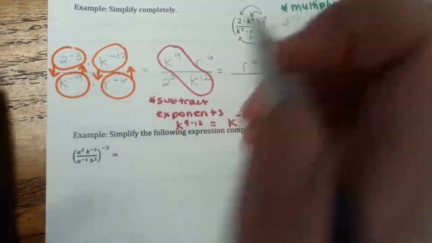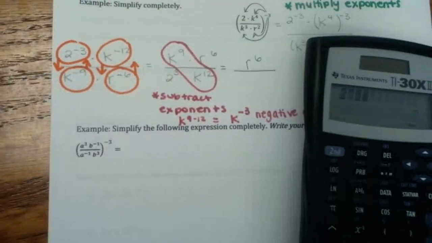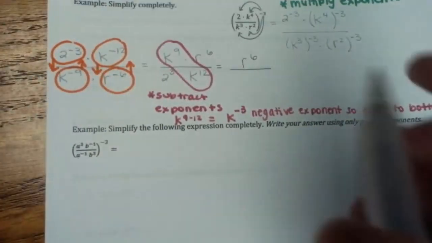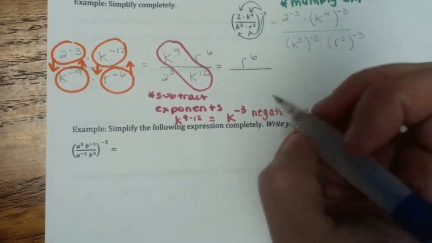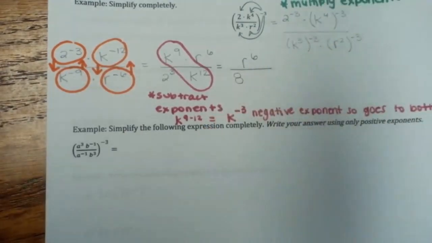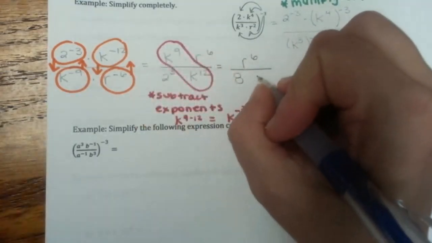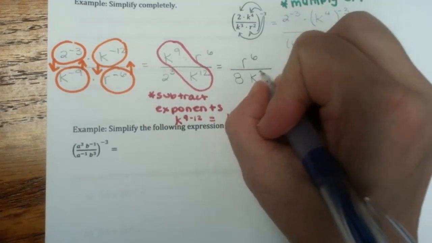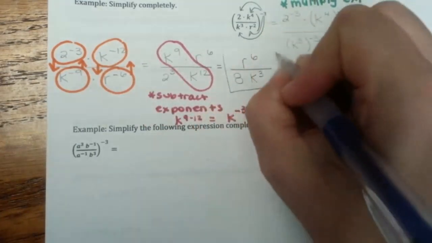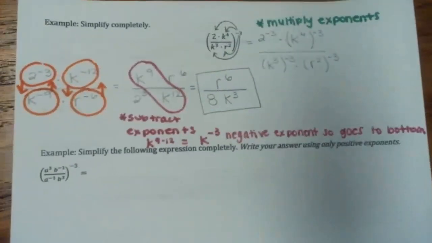R to the 6th is up top, it's going to stay up top. That 2 cubed, so 2 times 2 times 2 should give us 8 on the bottom. And then we have 9 minus 12, we said was k to the negative 3. Because it's negative, it's going to go to the bottom, and going to the bottom makes it positive. So we have r to the 6 all over 8k cubed. All of our like terms are combined together. All of our exponents are positive. We're done. One more like this.